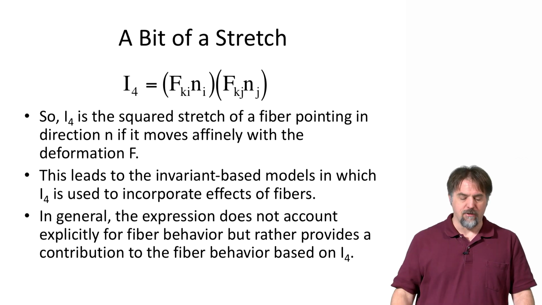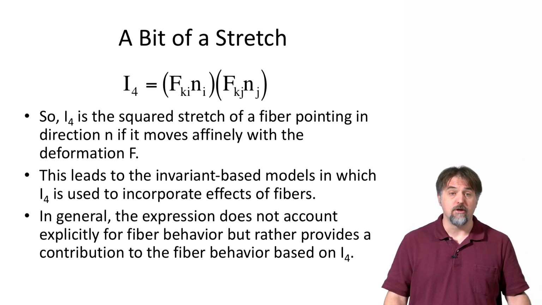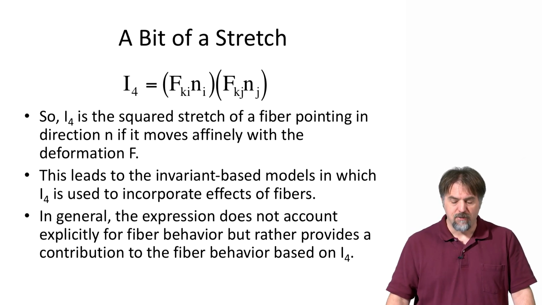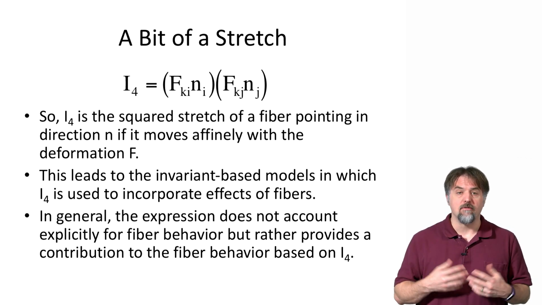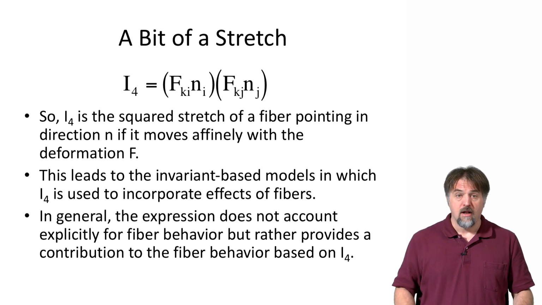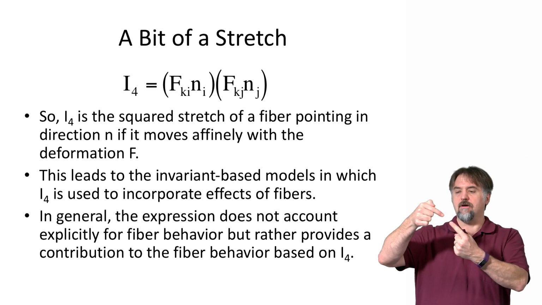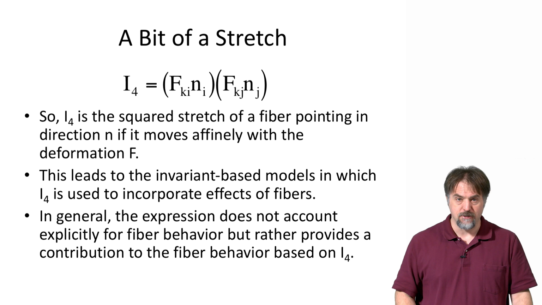So I have this slide. It's called a bit of a stretch. We know that I4 is the stretch in the direction of a fiber. We used it to produce fiber invariance. And we're going to do that again today a lot. So we're going to use a lot of I4. So let's remember that I4 is the stretch of a vector pointing in the direction of some population of fibers. In this case, I point them in direction n.